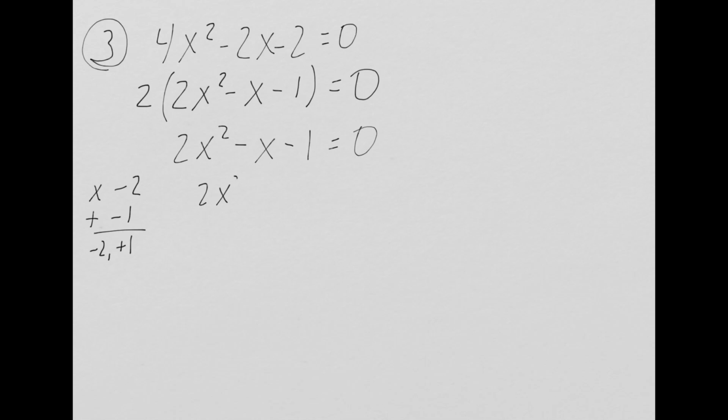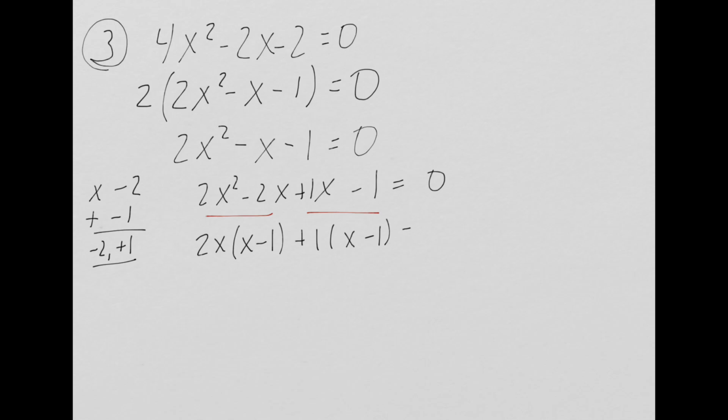So take those two numbers, rewrite that middle term. So instead of a negative x, I got a negative 2x and a positive 1x from that. Group and factor out. So my first one, I think I get 2x times x minus 1. And then over here, I can't take anything out, so I just get an x minus 1.